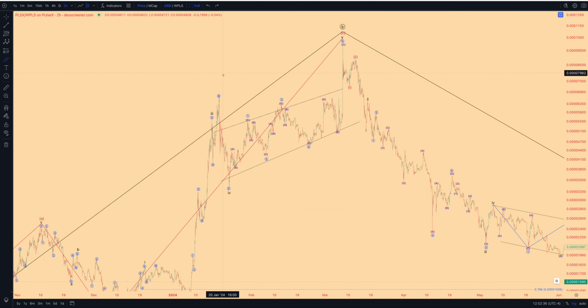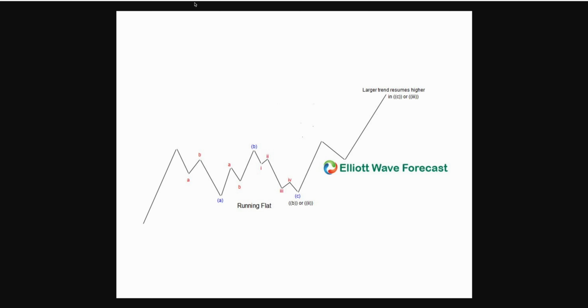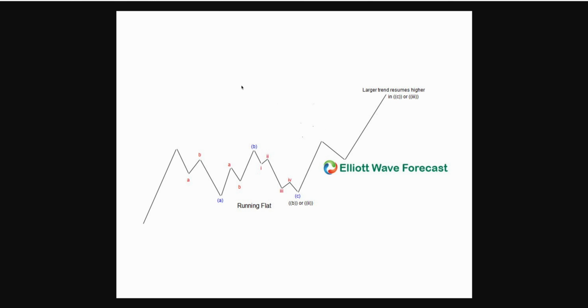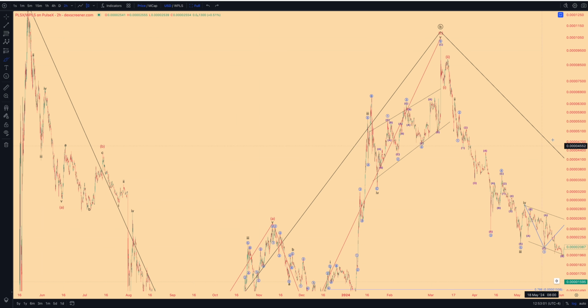Okay, so what do we have here? We have what's called a 3-3-5 running flat pattern in the Elliott wave theory. There's many types of flats. These are the 3 different types of flat patterns we have over here. And you'll usually see this type of pattern with cycle 1 coins, or coins that are new that haven't really seen a bull market yet.